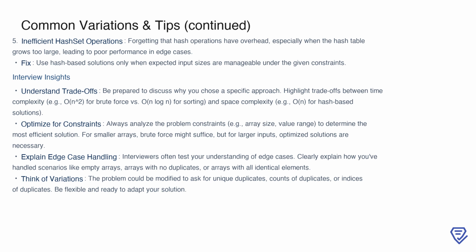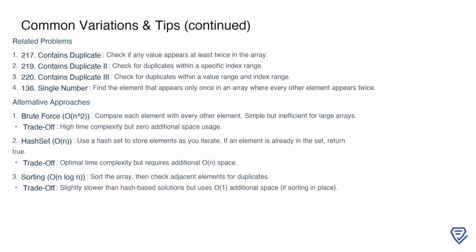Additionally, be flexible in your approach. Problems may be modified to require unique duplicates, counts of duplicates, or even the indices of duplicates. Show that you're ready to adapt your solution to such variations. This problem has several related variations that are worth exploring. For example, Contains Duplicate 2 asks you to find duplicates within a specific index range, while Contains Duplicate 3 introduces both value and index range constraints. Another closely related problem is Single Number, where you need to find the one element that appears only once in an array where every other element appears twice.